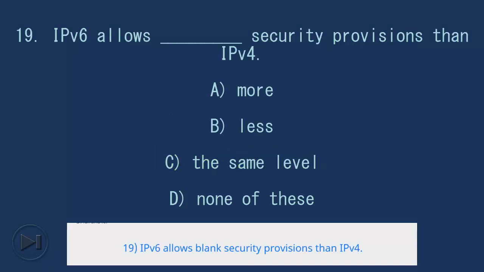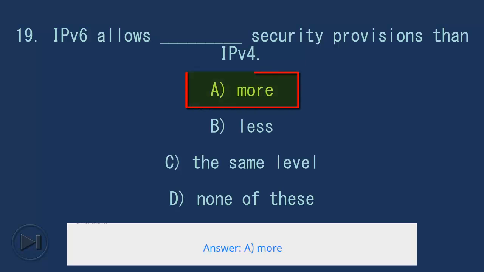19. IPv6 allows blank security provisions than IPv4. A. More. B. Less. C. The same level. D. None of these. Answer, A. More.